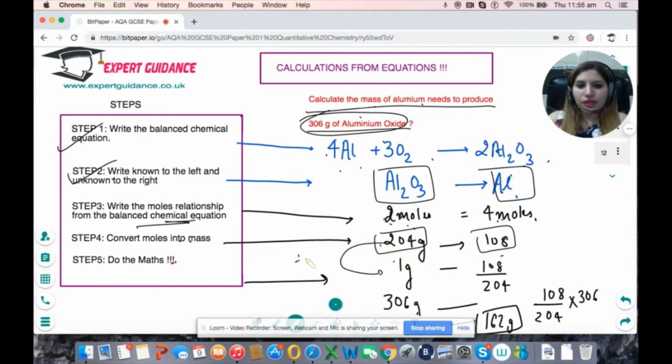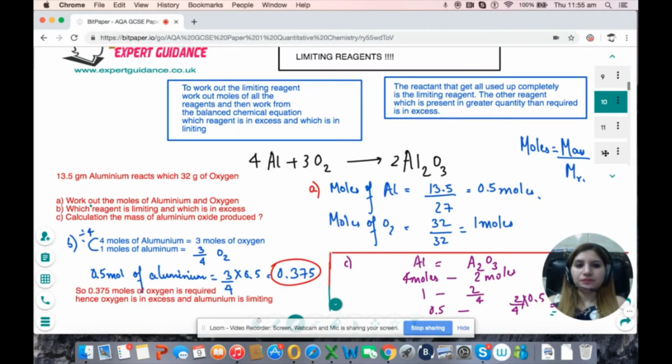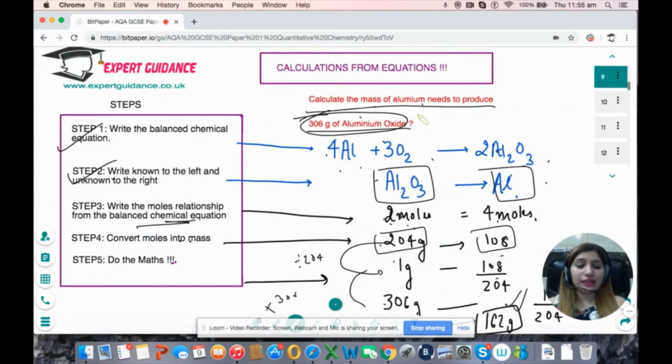How do I get 1 gram? I'll divide by 204 on both sides. Then I have to find for aluminium oxide of 306, so I'll times it by 306. And this will give me the answer 162 grams. Okay, so I hope how to calculate from reacting equations or reacting masses is clear to you. Just follow these steps and you will never make an error. Okay, so this is how you do the calculation.